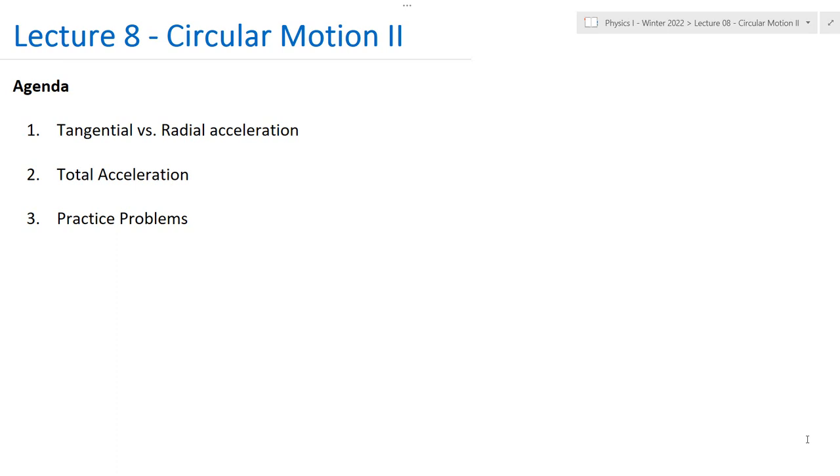Hello, in this lecture we're going to talk about circular motion part 2, and we're going to start by discussing the difference between tangential and radial acceleration, and then we'll put them together to form total acceleration, which we also just call acceleration on its own, so that implies total. And then we'll do several practice problems so that we can reinforce all of these concepts.